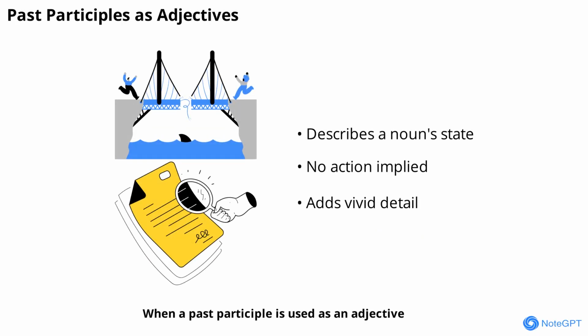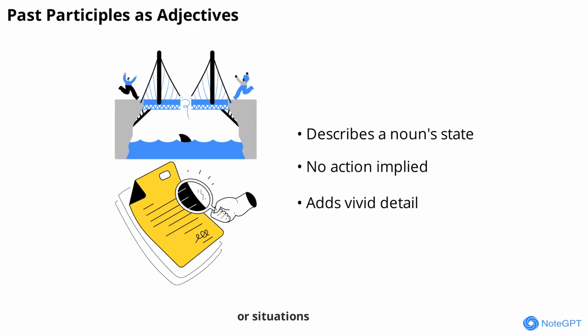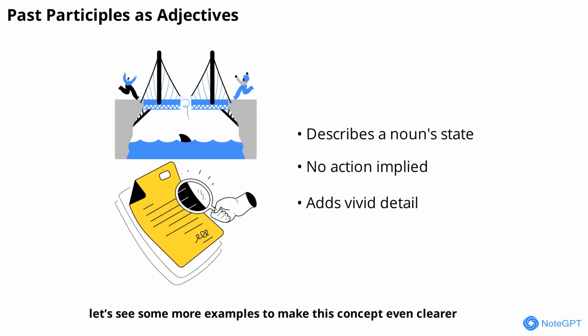A past participle is used as an adjective when it describes a characteristic or state of a noun, rather than showing an action. For example, in the sentence, I picked up the broken bottle, broken describes the state of the bottle. The bottle isn't doing anything. It simply is broken. This use of past participles helps us add vivid detail to our writing and speech. You'll often see past participles used this way to describe objects, people, or situations. Next, let's see some more examples to make this concept even clearer.